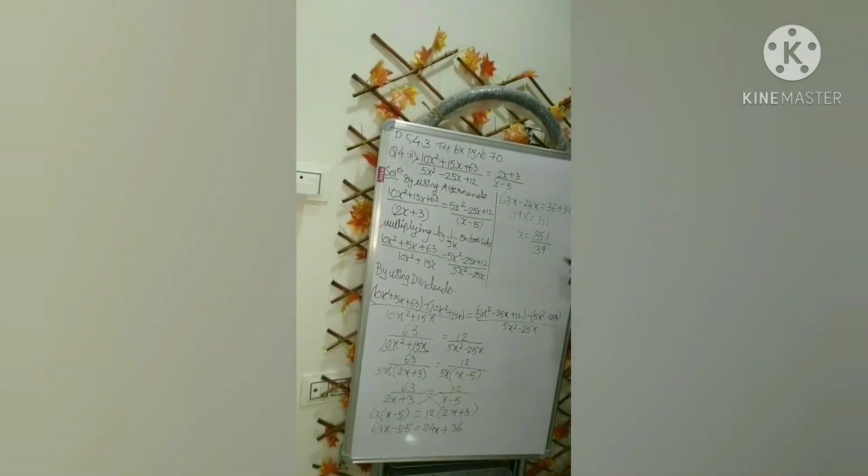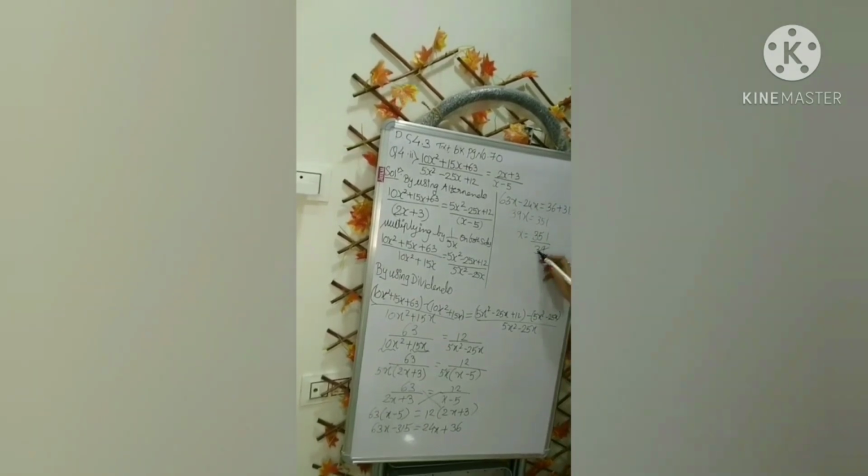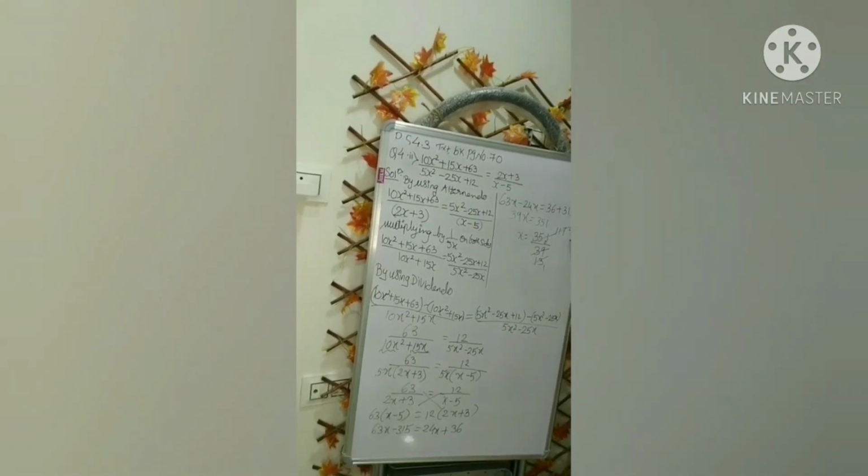Okay, so 351 and 39, it is divisible by 13's table. Or you can simply divide it by 3's table. 3 1s are 3, 3 9s are 27, then 3 1s are 3, 3 1s are 3, 3 7s are 21. Then again 13 1s and 13 9s are 117. So the value of x is 9.